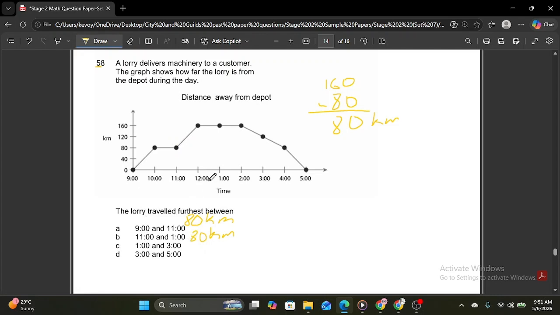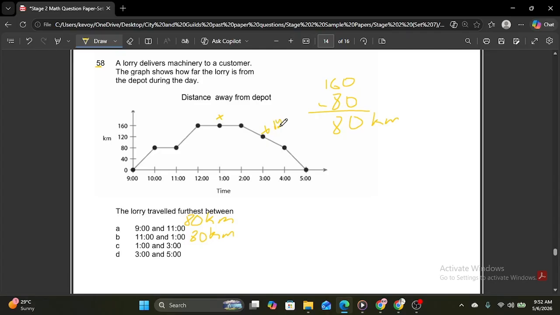Alright, so C is from 1 o'clock to 3 o'clock. 1 o'clock is already 160 kilometers away, and we're looking at 1 o'clock to 3. So 3 is right here. From 1 o'clock to 2 o'clock is at the same distance, 160 kilometers. So the truck didn't move at all. It's still at 160. But from 2 o'clock to 3 o'clock, when you reach 3 o'clock it is 120 kilometers away. So it definitely moved right there.